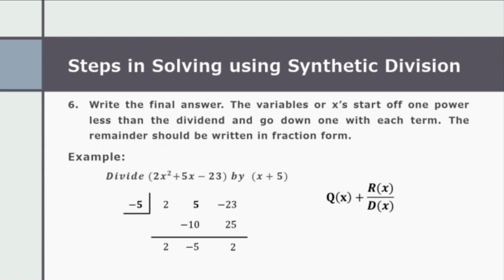So we have 2x. Then we have minus 5. Then we write the remainder, which is 2. Then the divisor, which is x plus 5. Therefore, if we divide 2x squared plus 5x minus 23 by x plus 5, the answer would be 2x minus 5 plus 2 over x plus 5.